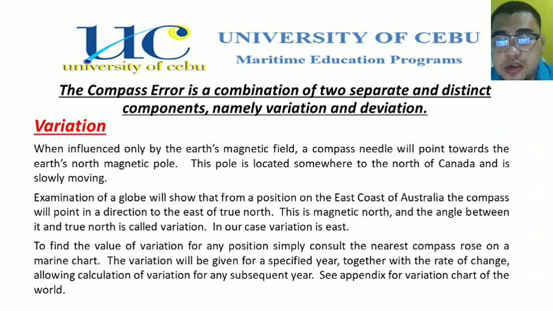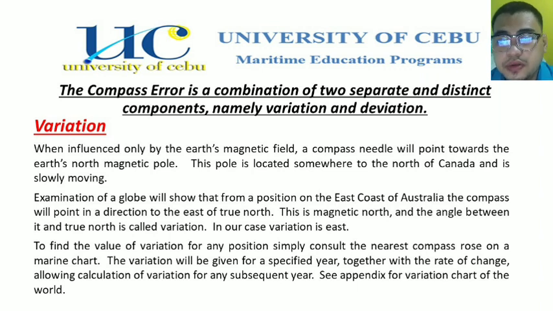So what is variation? Variation is the angle between the magnetic meridian, or the magnetic north, and the true meridian, or the true north, at any place. Variation could be easterly or westerly. Easterly variation is produced if the magnetic needle is deflected in varying degree to the right of the true meridian, and it is called westerly variation when the magnetic needle is deflected to the left of the true meridian.